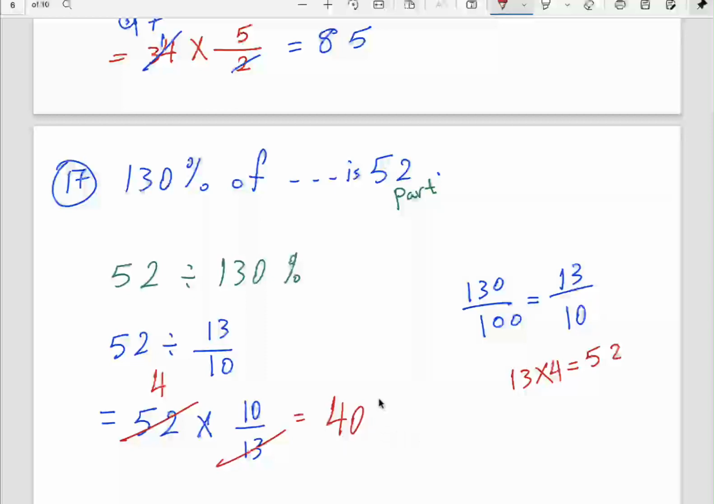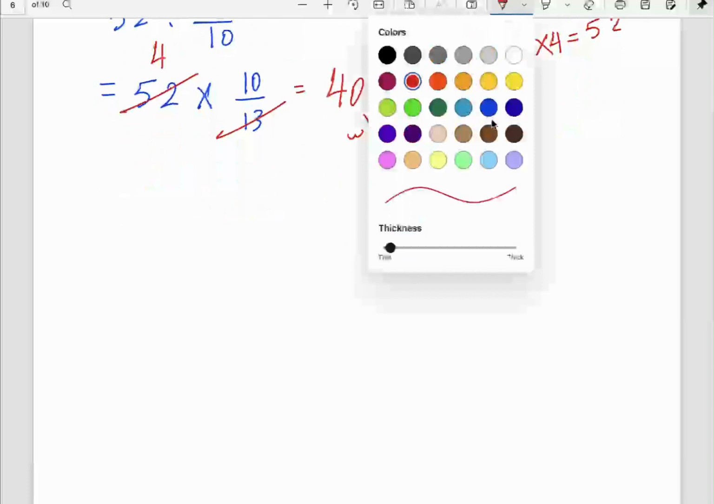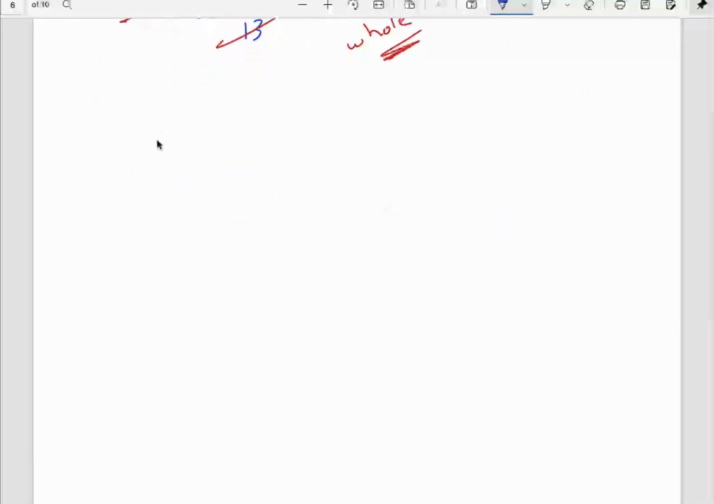And of course, everyone, my heroes, we understand why 40 is less than the part. The whole is less than the part. Why? Because it's 130%. The part is 130%, so it's more than 100%. Oh, okay, now I get it. So the part is an extra 30%. Yes, because it's more than 100%. That was question 17, so the next is 18.